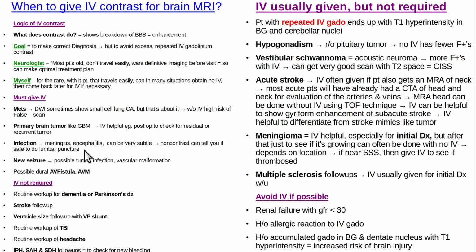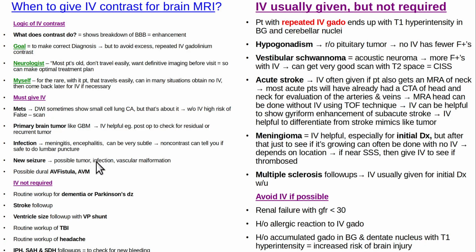Most of the time what they want is they're going to do something like a head CT, CAT scan, just to make sure there's not mass effect intracranial before they do a lumbar puncture. But if you want to increase your sensitivity for infection, and there's some other rare parenchymal infections, you would want to give IV. In general, those are the main reasons for ever giving IV for any type of MRI in the brain or spine: possible metastatic tumor or infection.